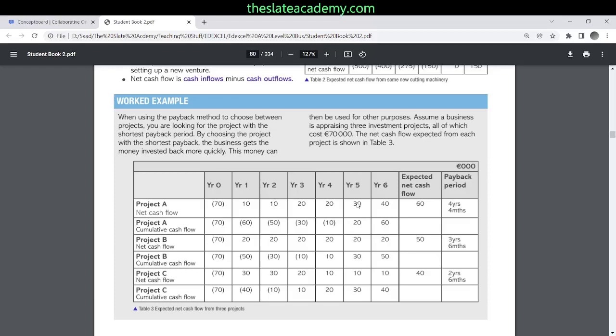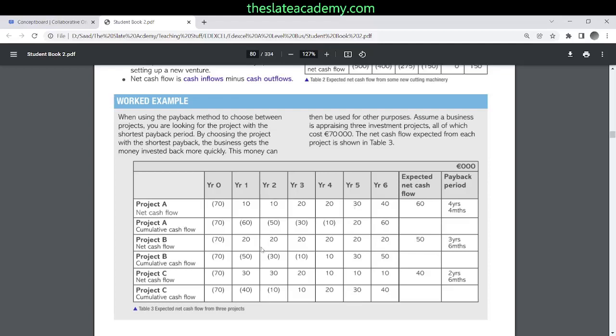Similarly for the next one, project A. Here they have shown the cumulative cash flows. Sir, is it multiplied by 12 or divided by 12? Multiplied by 12. The same way, if you wanted to calculate a percentage, would you have divided by 100 or multiplied with 100? Here there are 12 months, right? So 10 divided by 30 into 12. 1 over 3 into 12, or 12 by 3.